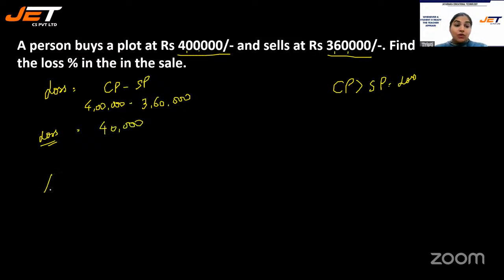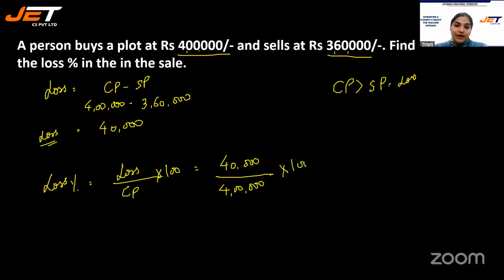Now we need to find the loss percent. You know, loss percent will be calculated on cost price. So here it is loss by the cost price times 100. Loss is 40,000. Cost price is 4 lakhs, times 100. Please solve it. How much is the loss?